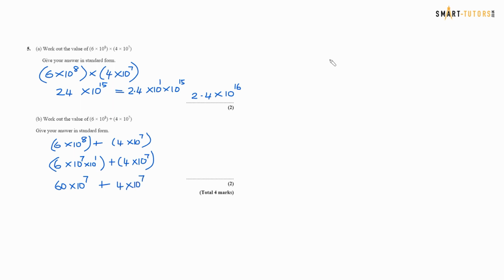Now both numbers have 10 to the power 7. So 60 times 10 to the power 7 plus 4 times 10 to the power 7 added together is 64 times 10 to the power 7. So this is 6.4 times 10 to the power 1 times 10 to the power 7. So the final answer is 6.4 times 10 to the power 8.